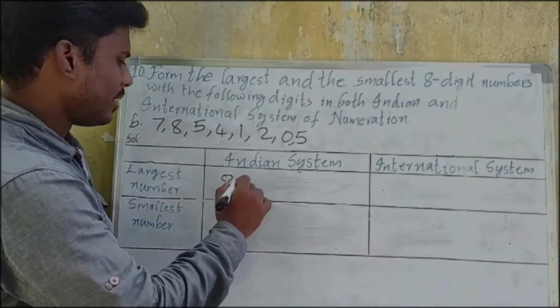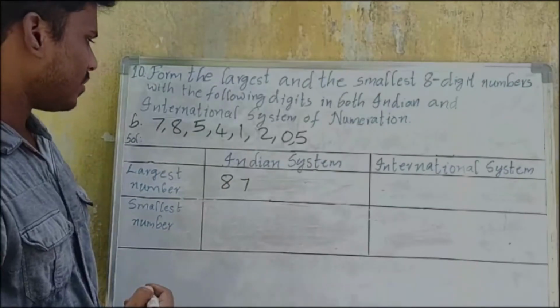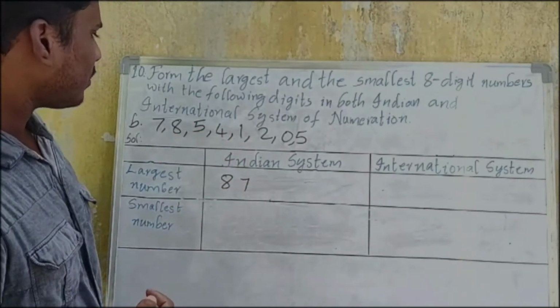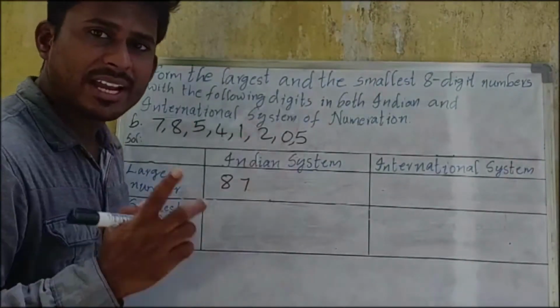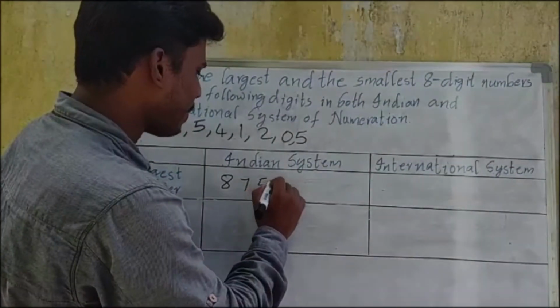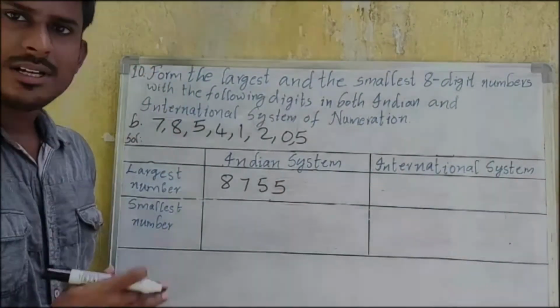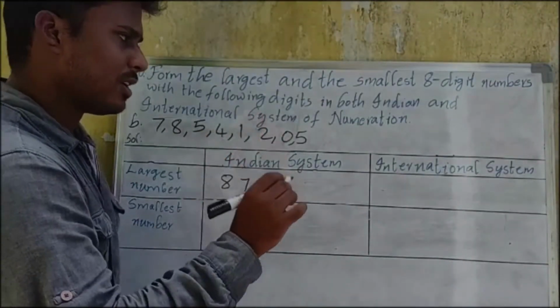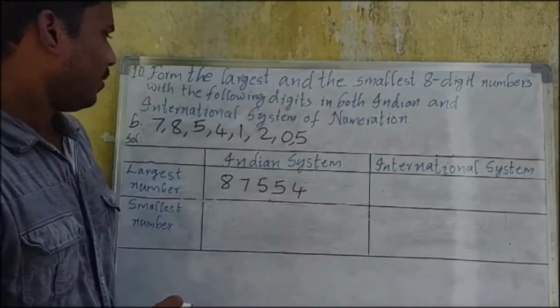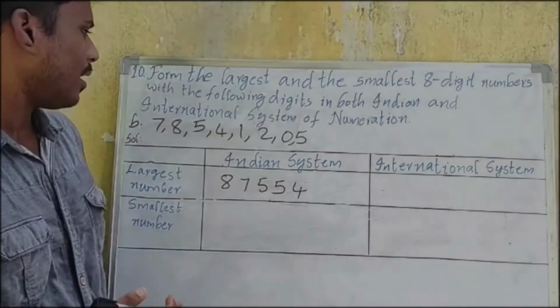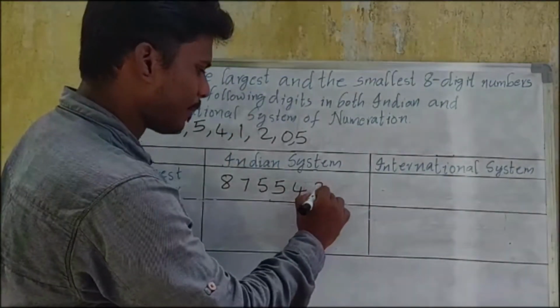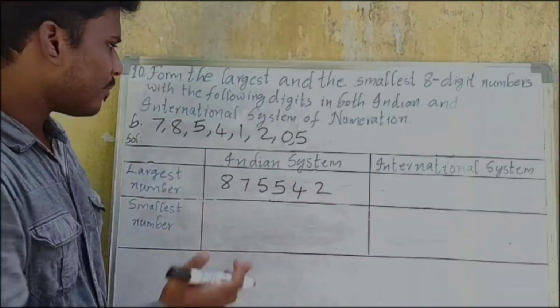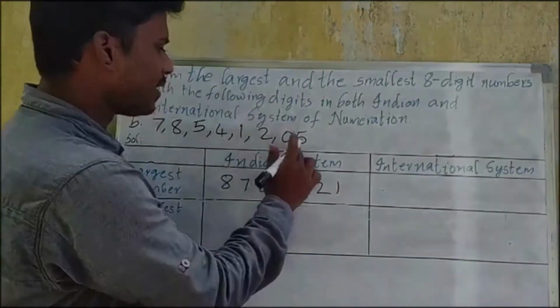Then after 8, 7 is the next largest. After that 5, and 5 is repeated 2 times, so let us write 5 two times. Then smaller than 5 is 4, only 1 time. Then smaller than 4, we have 2 here. Smaller than 2, 1 we have, and last 0 we have.